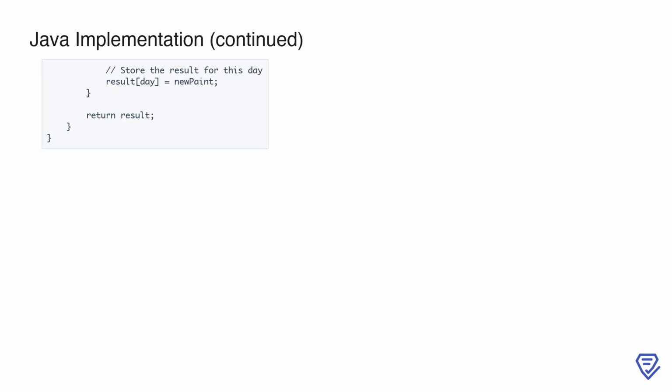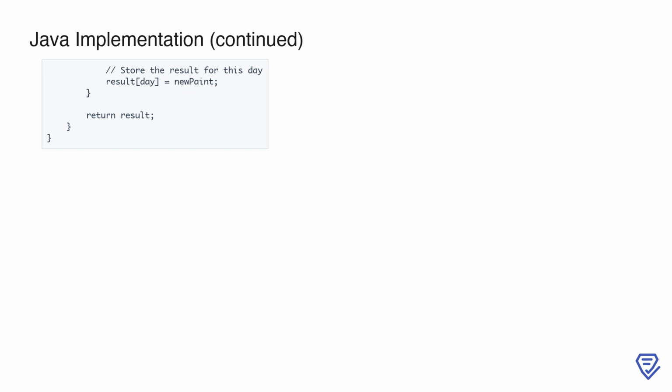We then iterate through the range defined by start and end. For each position, if it hasn't been painted yet, we mark it as painted by setting the corresponding index in the painted array to 1. At the same time, we increment the new paint counter. After processing the interval, we store the value of new paint in the result array for that day. Finally, once all intervals have been processed, we return the result array, which contains the amount of newly painted area for each day.